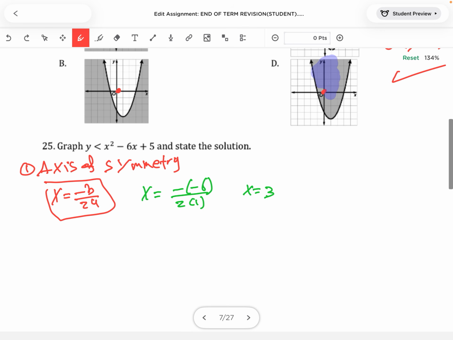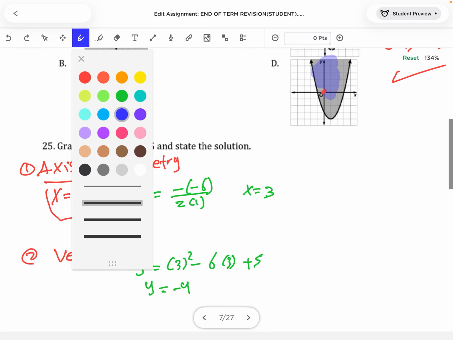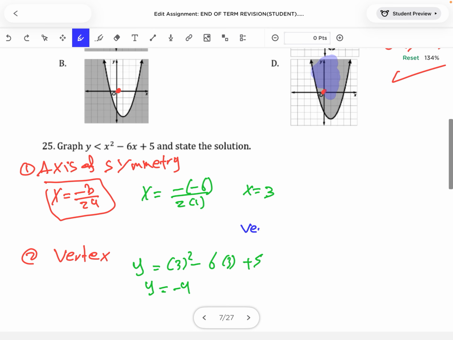The second step, I will find the vertex, which is by replacing 3 in the equation. So y will be 3 squared minus 6 by 3 plus 5. So y will be negative 4. So my vertex will be 3, negative 4.